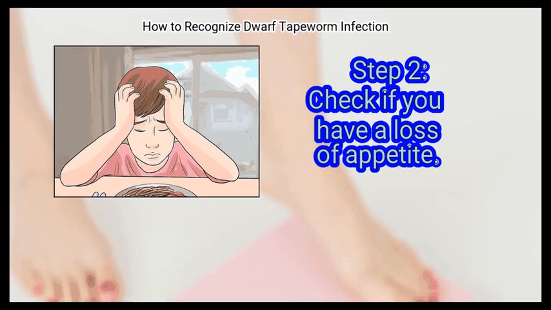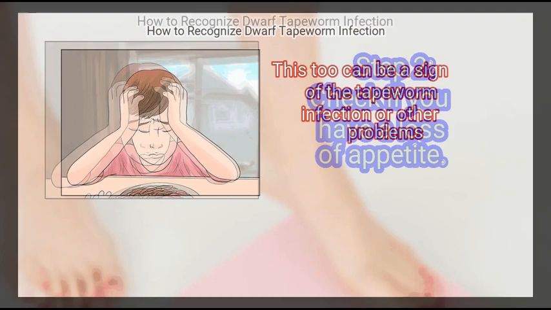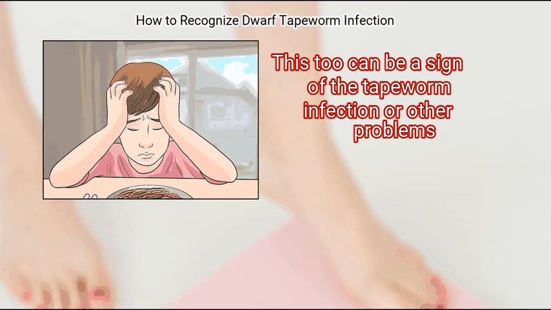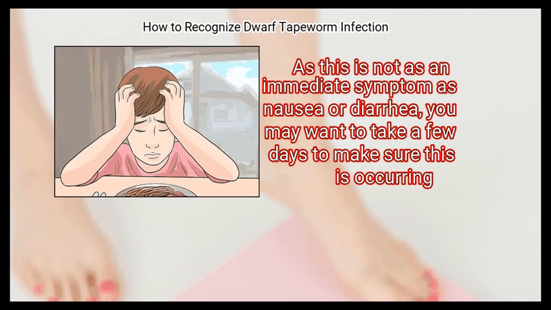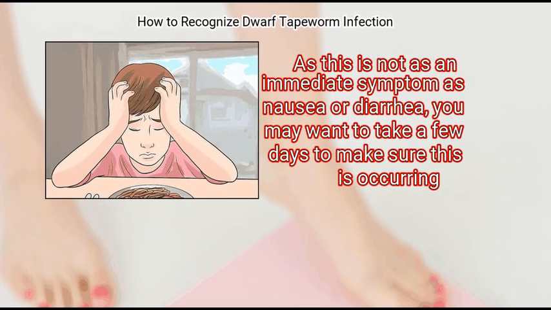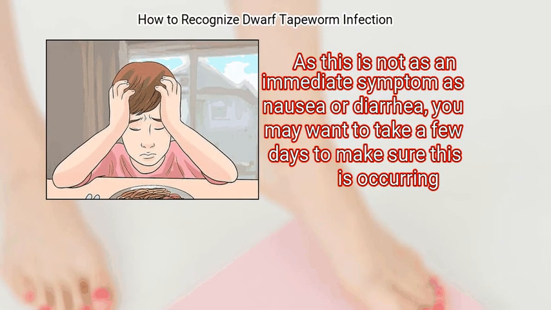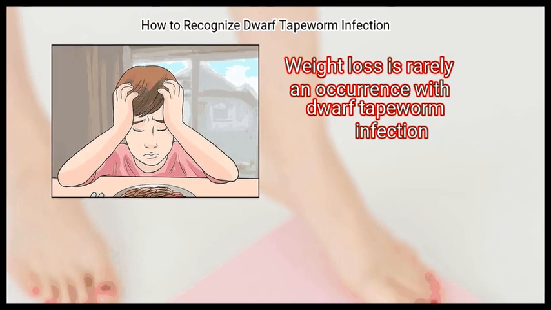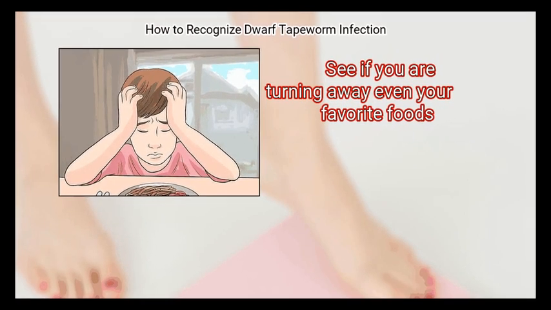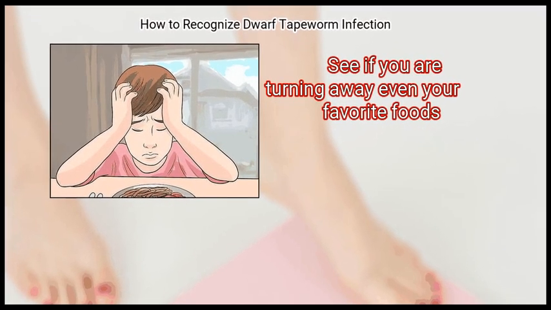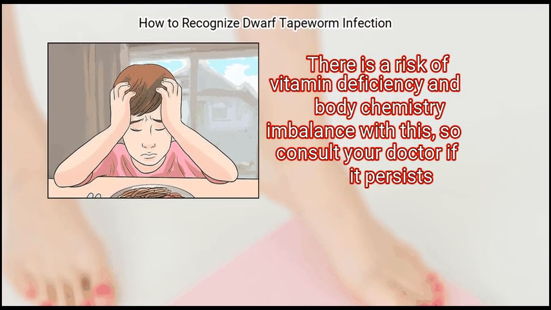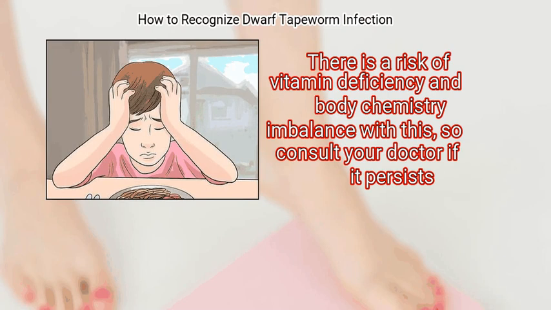Step 2. Check if you have a loss of appetite. This too can be a sign of the tapeworm infection or other problems, as this is not as immediate a symptom as nausea or diarrhea. You may want to take a few days to make sure this is occurring. Weight loss is rarely an occurrence with dwarf tapeworm infection. See if you are turning away even your favorite foods. There is a risk of vitamin deficiency and body chemistry imbalance with this. So consult your doctor if it persists.